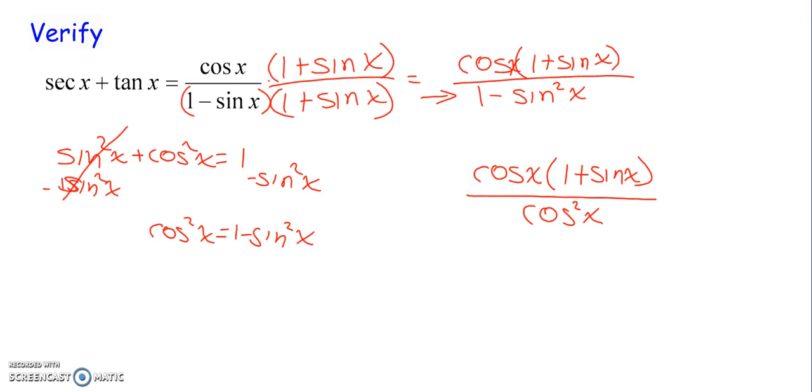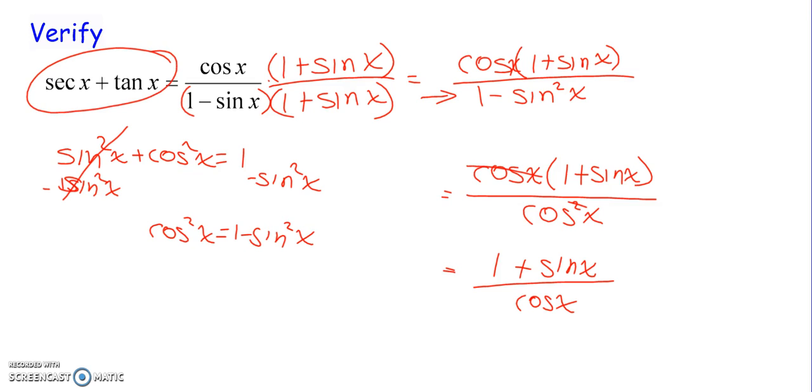And now I look to simplify a little bit further. I say, all right, well, cosine over cosine cancels out. And now I'm left with 1 plus sine x over cosine x. And I have to figure out, how is that going to simplify to secant x plus tangent x?